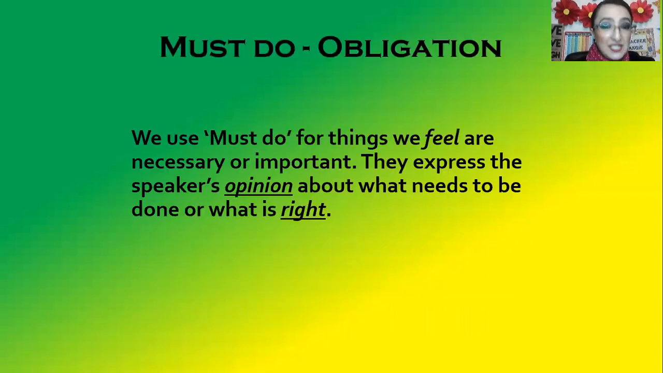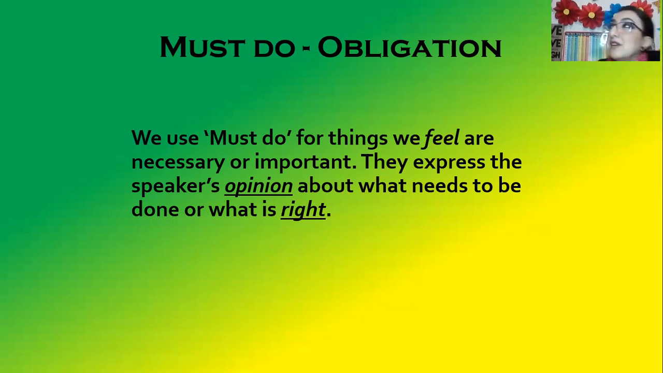And must do, it's an obligation. When you use must or must do something, we are going to be using must do for things we feel are necessary or important. They express the speaker's opinion about what needs to be done or what is right. A diferencia del have to, que es una obligación externa, una responsabilidad externa, el must viene de ti. Sale, nosotros sentimos, creemos, pensamos que hacer algo es necesario o importante.